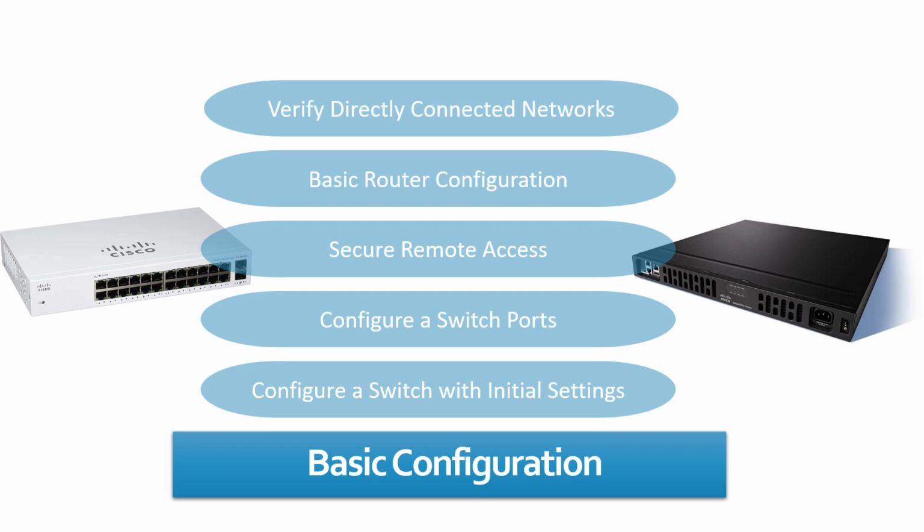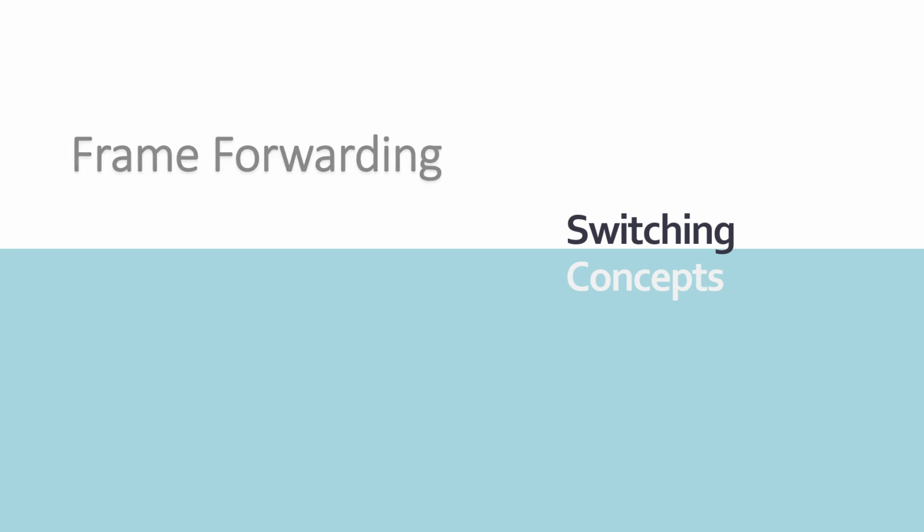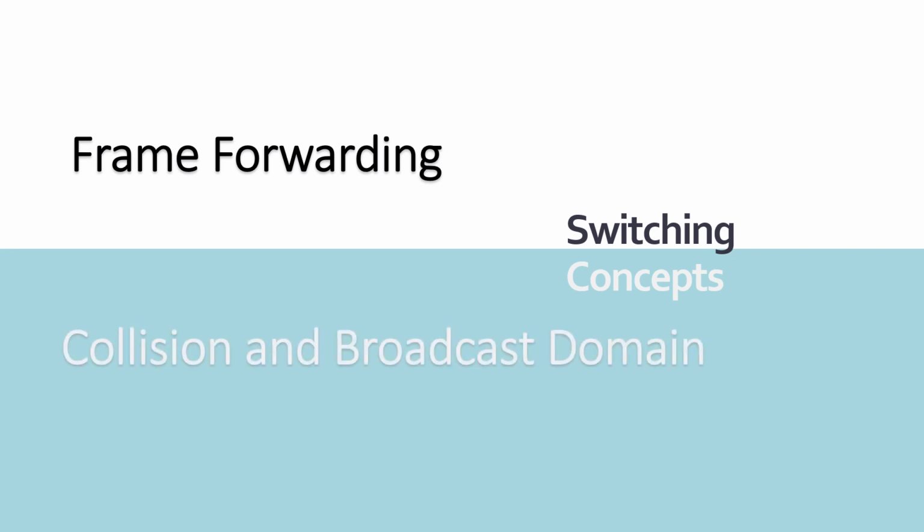And then we will go with the second topic, where we will explain how layer 2 switches forward data, where we will learn the switching concepts, and we will explain how frames are forwarded in a switched network, and we even compare a collision domain to a broadcast domain.